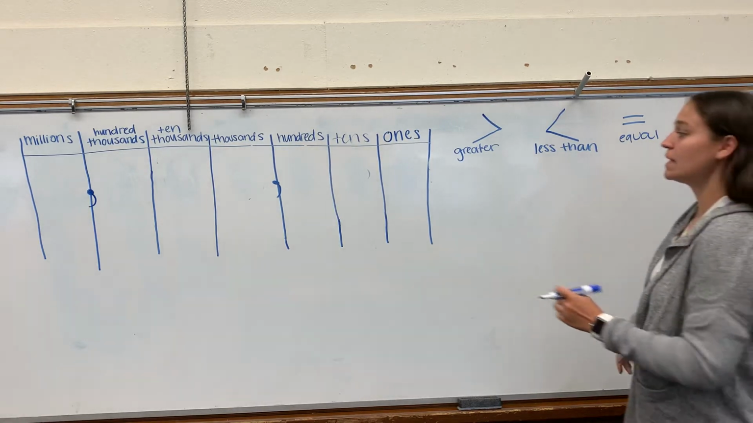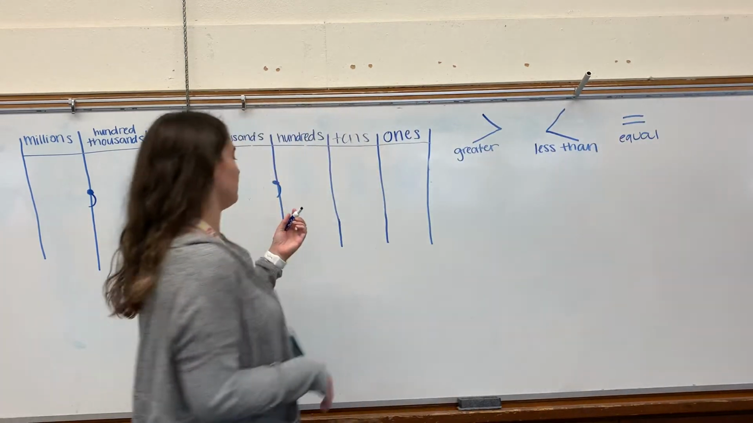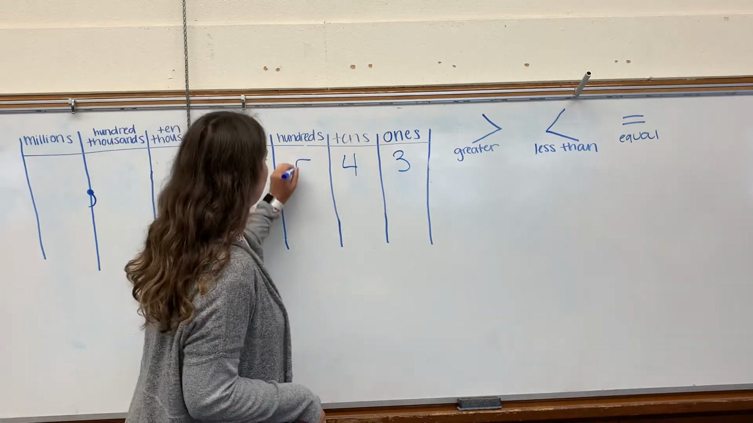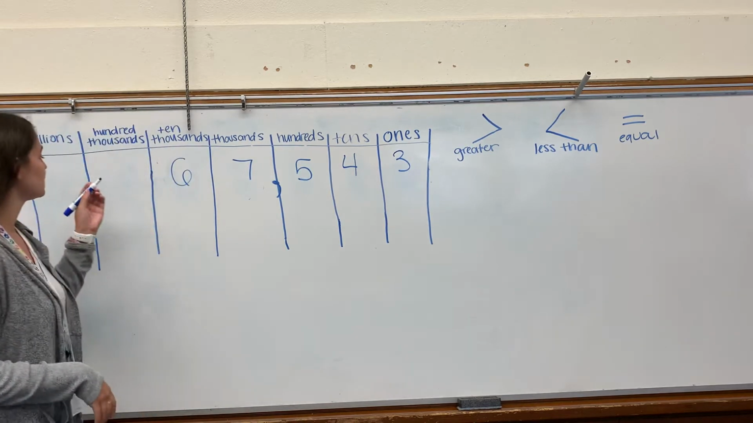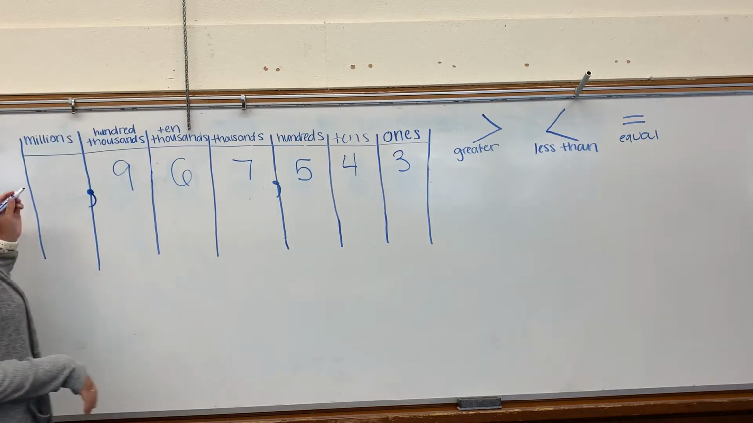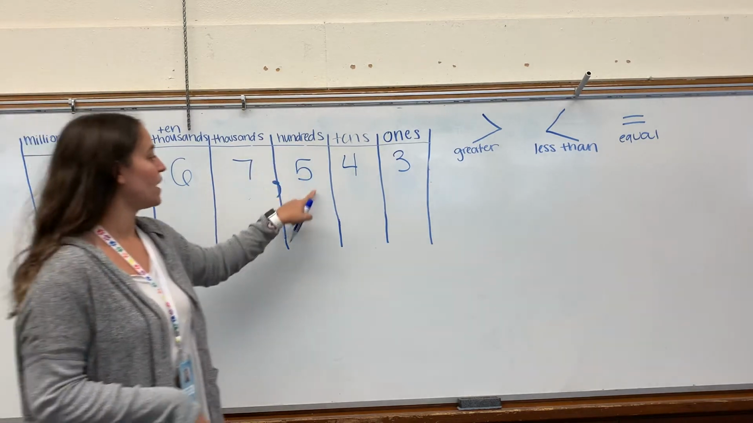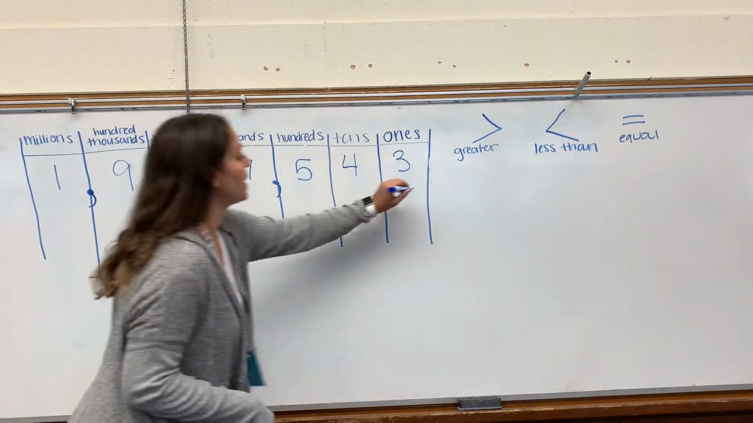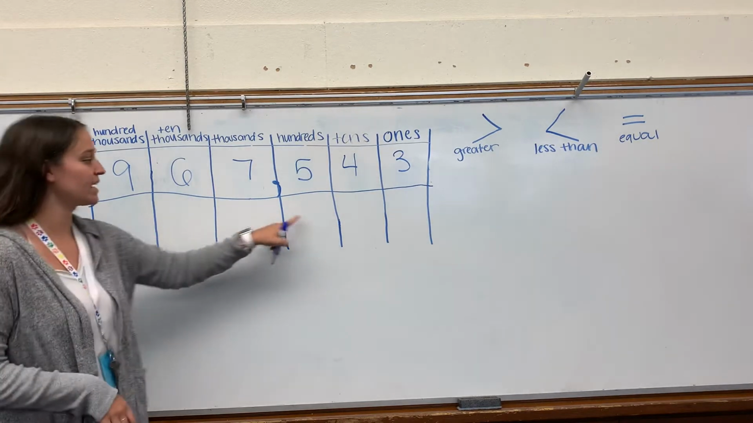So let's compare two numbers, all right? Let's say we have a number that is 3 ones, 4 tens, 5 hundreds, 7 thousands, 6 ten thousands, 9 hundred thousands, and 1 million. So that means we have 1,967,543, okay? We want to compare that to another number. So I'm going to draw a line here, and I'm going to write my second number here.